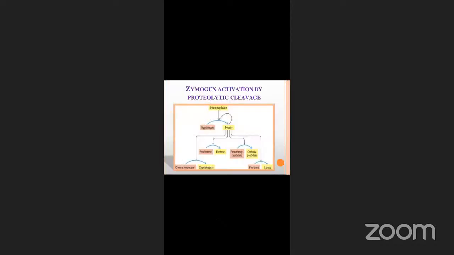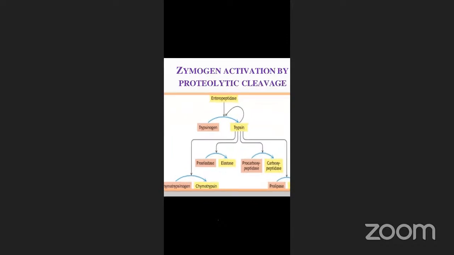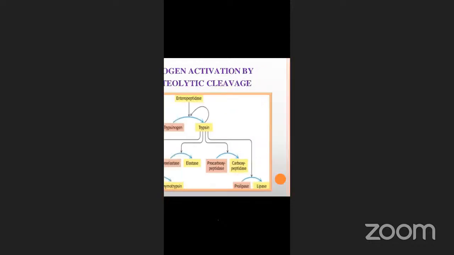So here you can see the zymogens. Trypsinogen is converted to trypsin by enteropeptidase. Another enzyme comes and makes them active from the inactive form. In the same way, trypsin will activate proelastase to elastase, chymotrypsinogen to chymotrypsin, procarboxypeptidase to carboxypeptidase, prolipase to lipase, like that.